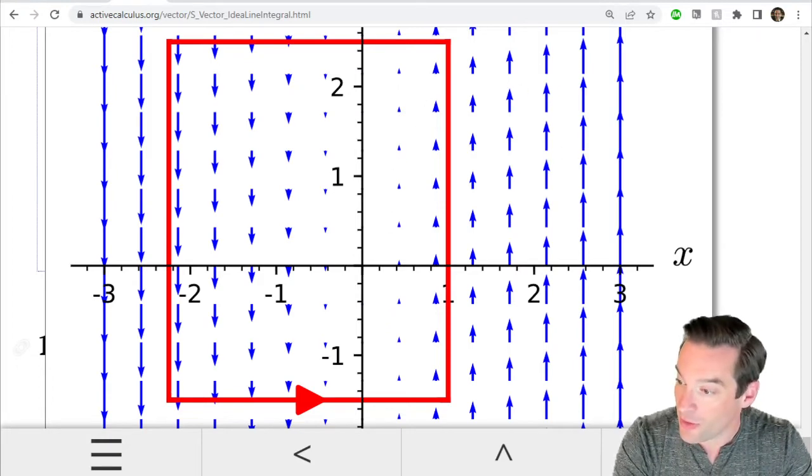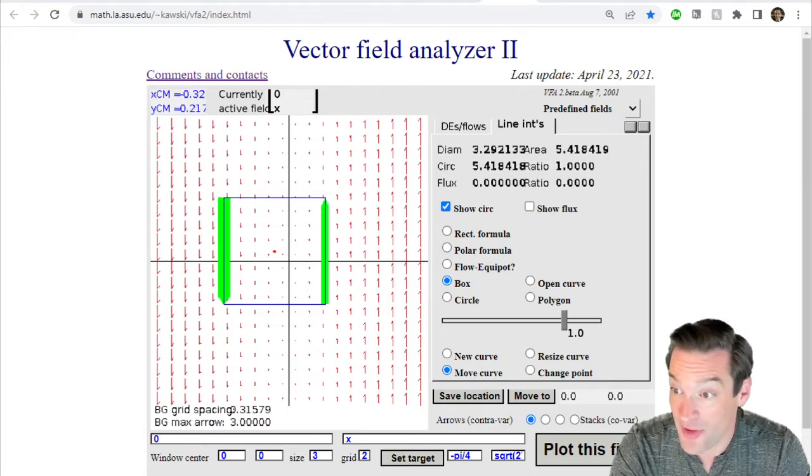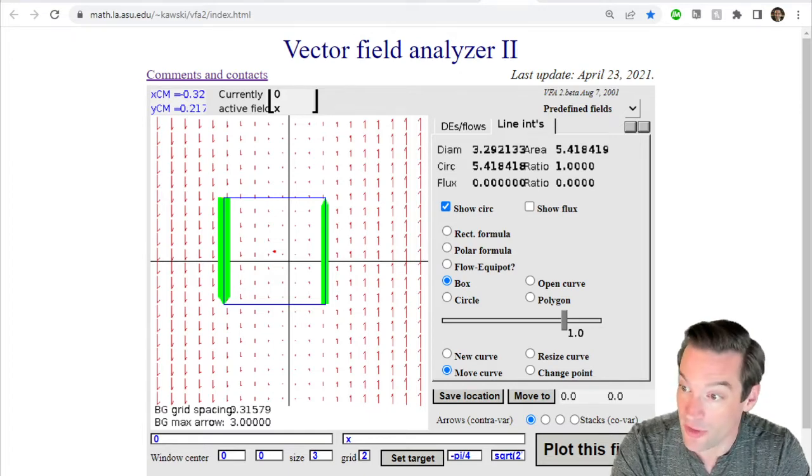So if we put that in the old vector field analyzer, just to check our work, sure enough, we're seeing the positive contribution happening here on the east side, and then another positive contribution that happens to be even larger on the west side because the vector field arrows are longer over there. But on the south side and the north side, the contribution is 0 because we're moving in a direction that's perpendicular to the vector field.